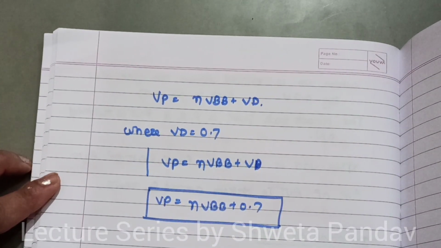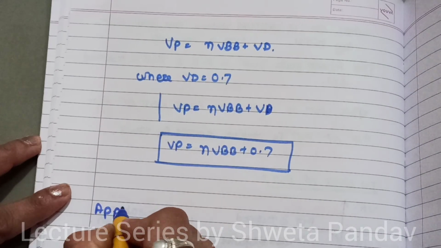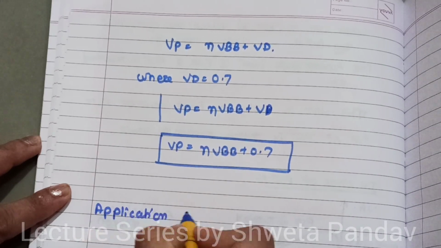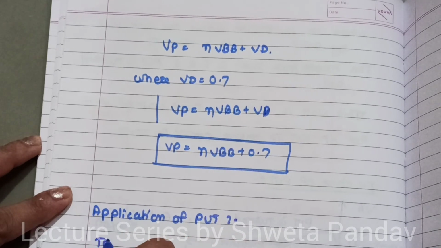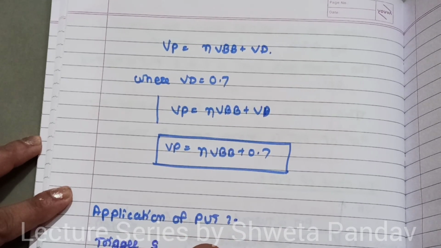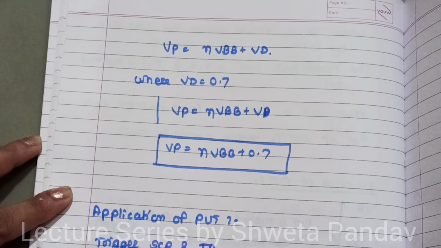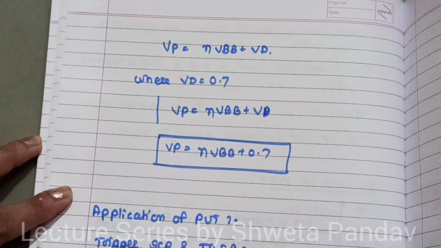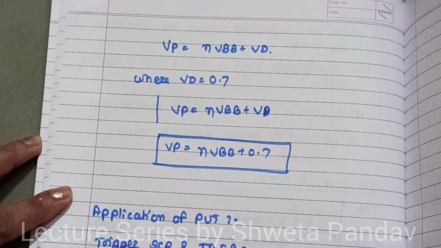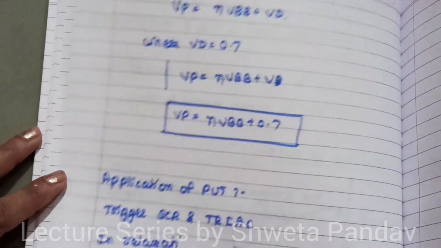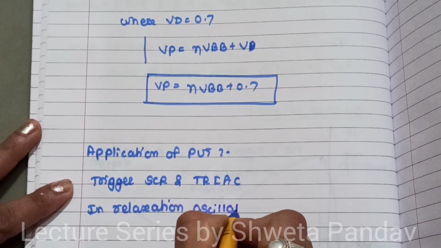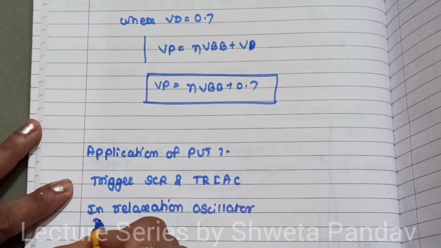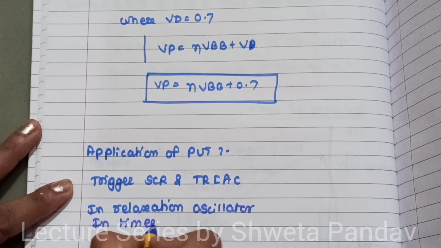Now let us see some of the applications of PUT. It is used to trigger the SCR and triac. It is used in relaxation oscillator, and it is used in timer circuit.